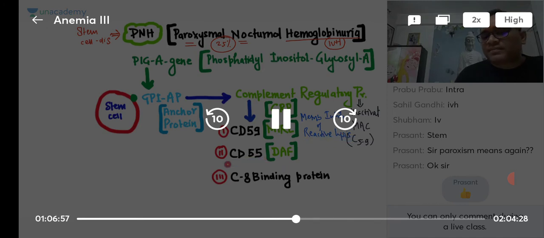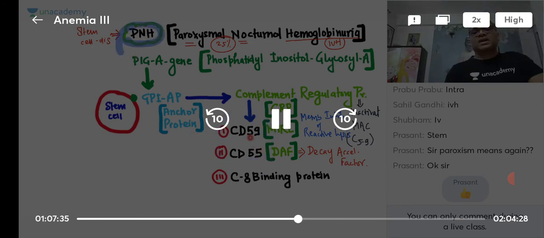And what is CD55? CD55 stands for decay accelerating factor. Right? So now you understood that is how the question will be asked in your exam. CD55 is decay accelerating factor and CD59 is membrane inhibitor of reactive lysis. There was a question in the NEET exam: CD59 and CD55 are associated with which anemia? Exam will not be asking about GPI or this thing. They will ask CD59 is associated with which anemia? PNH. CD55 is associated with which anemia? PNH. Right? Now you understood.